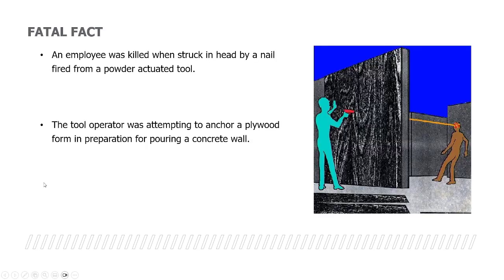Fatal facts. Here's another example. An employee was killed, struck in the head by a nail fired from a powder actuated tool. In other words, it went right through the wall. The tool operator was attempting to anchor a plywood form in preparation for pouring a concrete wall. And depending on what the powder load was that the individual was using, it did go directly through the plywood they were using at that time.